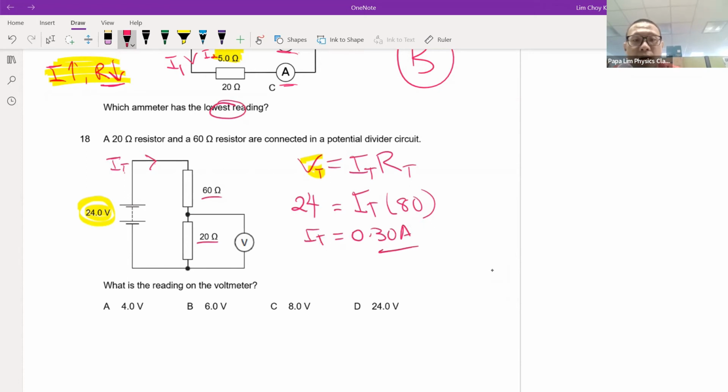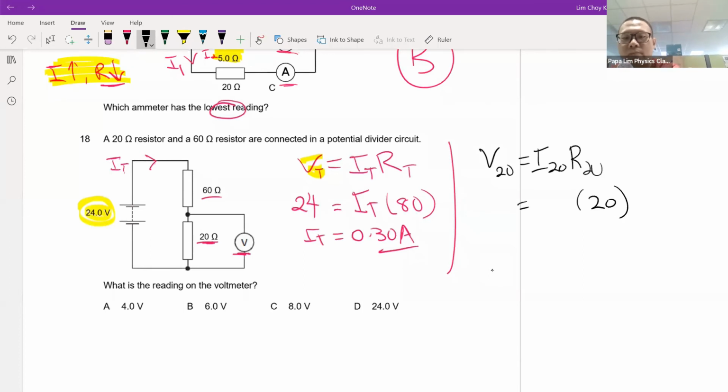Why would I want to find it? Because based on the question, I want to find the potential difference across the 20 ohms. So if I want to find the potential difference across 20 ohms, what I need is the current flowing through the 20 ohms and the resistance of the 20 ohms. The resistance is 20 ohms, and the current flowing through the 20 ohm would actually be the current IT.